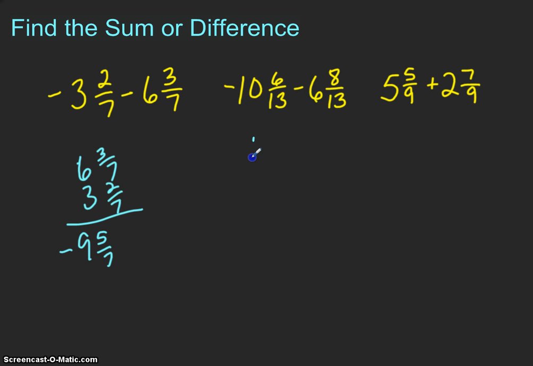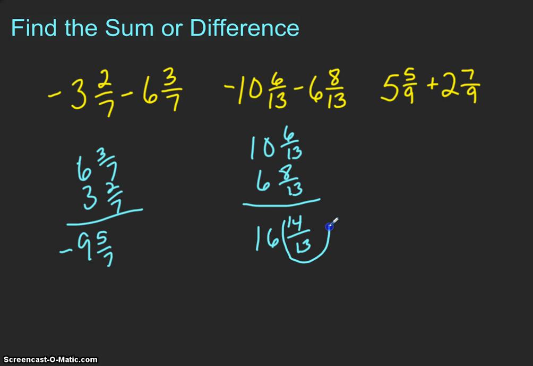Again, same sign sum. 10 and 6/13, 6 and 8/13. Okay, add them together. 6 and 8 gives me 14 over 13. 10 and 6 gives me 16. Okay, I'm not finished yet because this is a problem. 13 goes into 14 one time with one remainder. Okay, the 1 and the 16 go together and make that 17 and 1/13.